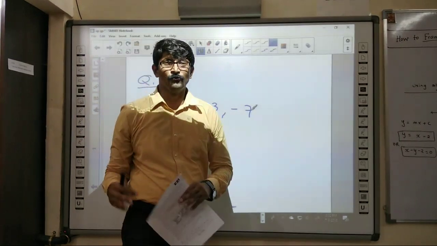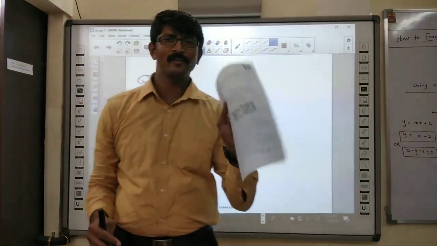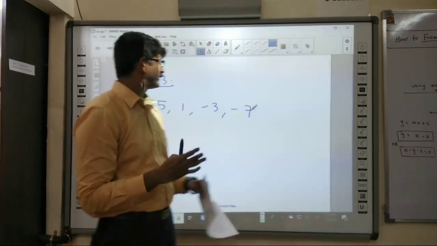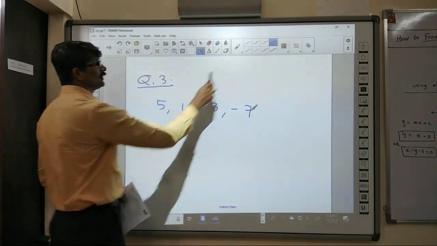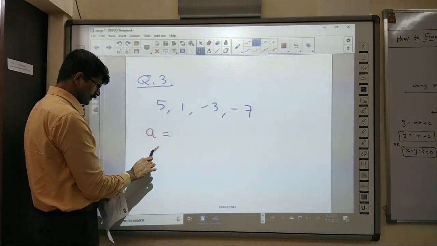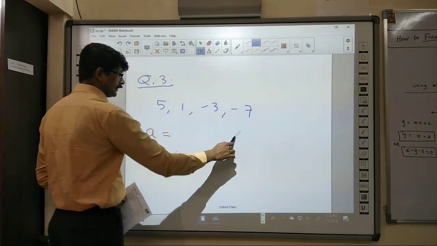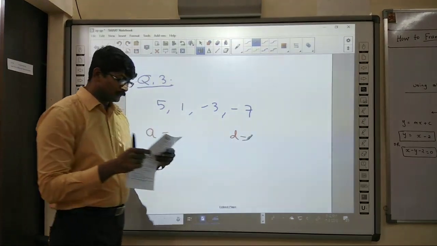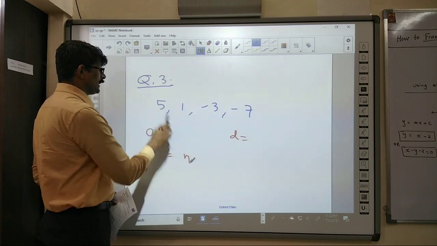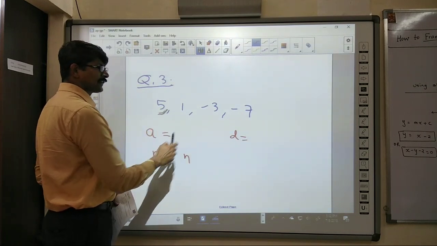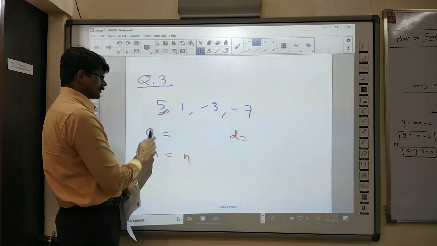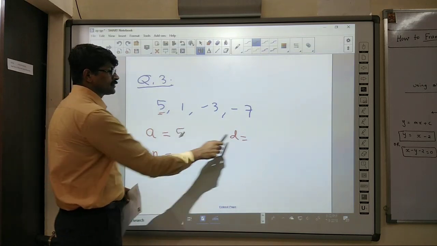So students, whenever we have to solve any sum in mathematics, always write down the data. The data over here: we first have to write what A is, what N is, and what D is. We are to find the nth term, so N is n. A is the first term. Are you all getting it? A is the first term, A is 5.